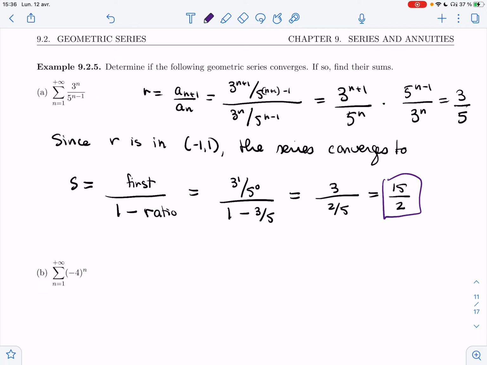All right, so this is very close to the idea of improper integrals. We have an infinite sum, but the terms themselves get small really quickly, and so we can actually add them all up using a limit and get a finite number. So we get 15/2.